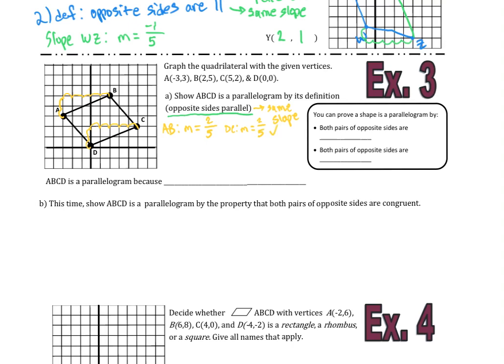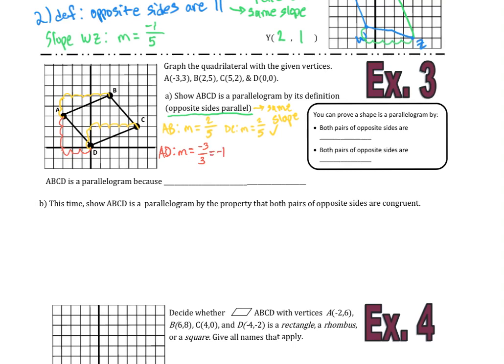That's good. Now, we're not done yet, though. I've got to prove opposite sides again. We proved that the top is parallel to the bottom, but now let's prove that the left side is parallel to the right side. So I'm looking at AD. The slope of AD is 1, 2, 3 down, so that's -3, and then 1, 2, 3 to the right, so that's +3. And -3 divided by 3 is just -1.